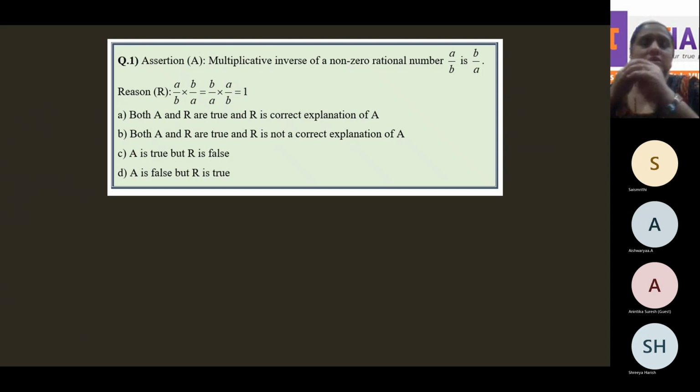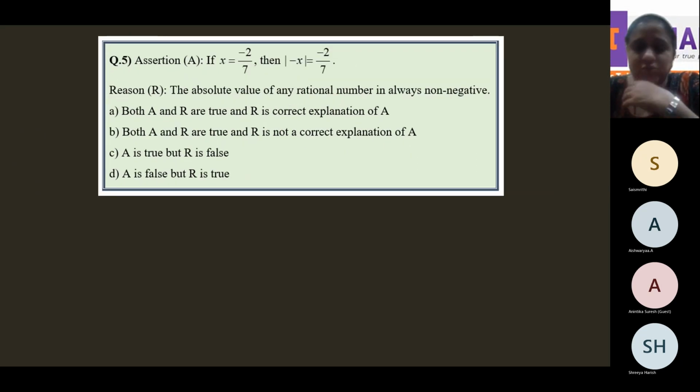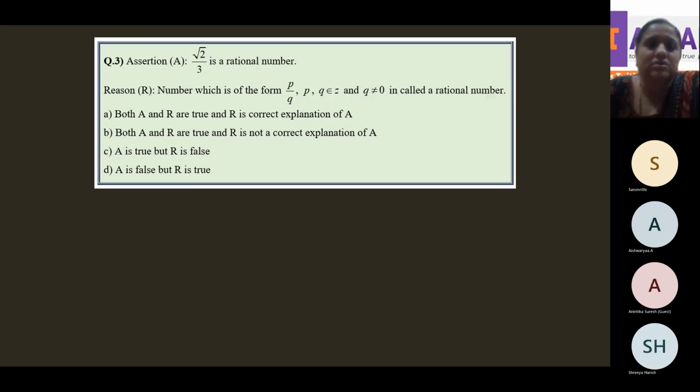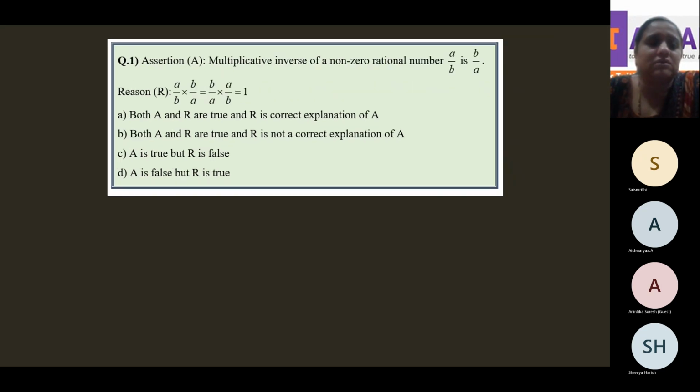Yes, children. Here you can see some assertion reasoning type questions. I think I've collected 5 for you. So you have a statement against assertion, and below that you have another statement which is called the reason. These are the options given to you.